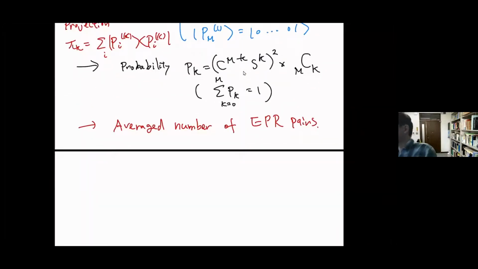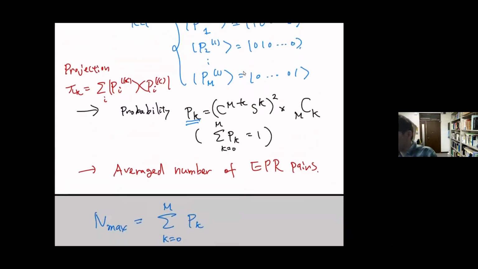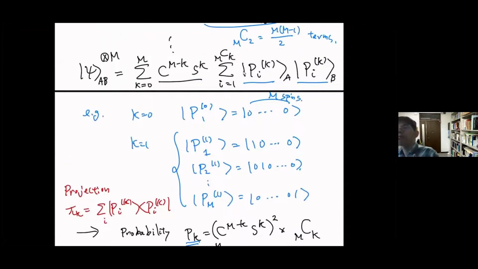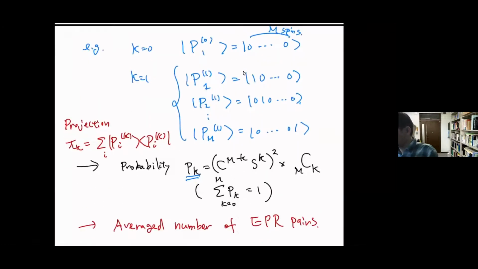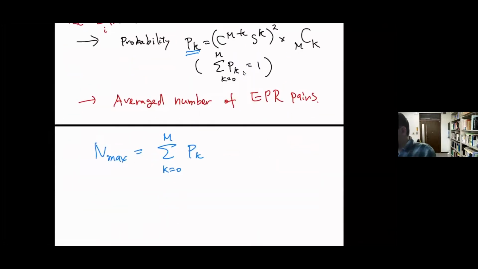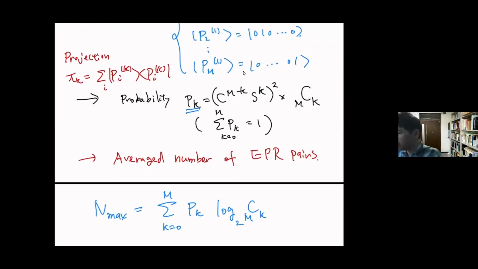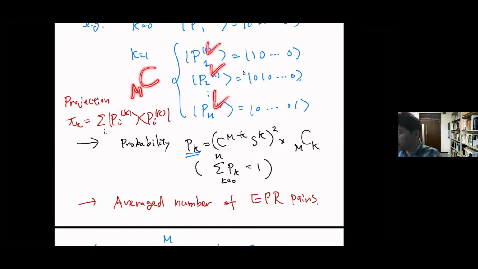You can calculate the average number of EPR pairs. This is the maximal number, basically, given by putting weight p_k, this one, right? With weight, and there are possibilities. But once you specify a particular k, you get this maximally entangled state. Then we know the entropy: for a maximally entangled state, we just take the log of the number of states, this log of c_m_k, the number of states.